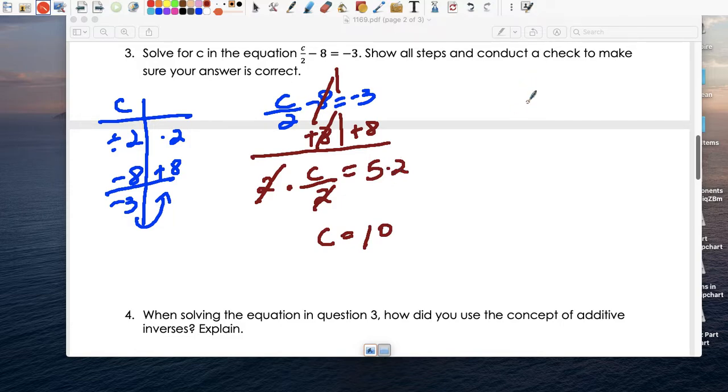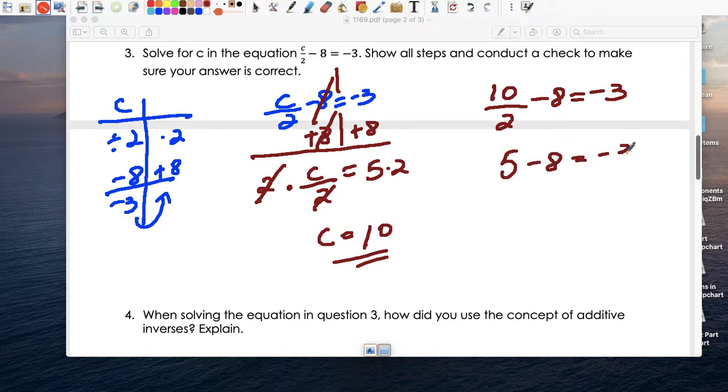Let's do a little check. Let's replace. So we copy the original equation, and instead of the c here, I put the value of c I found. I found that it's 10. Let's see if it's right. 10 divided by 2 is 5. 5 minus 8 is negative 3, which equals negative 3 on the other side.